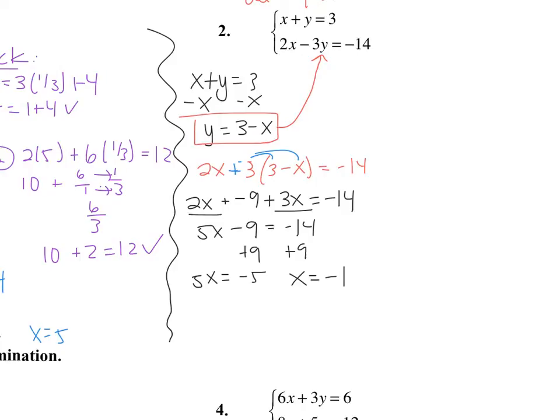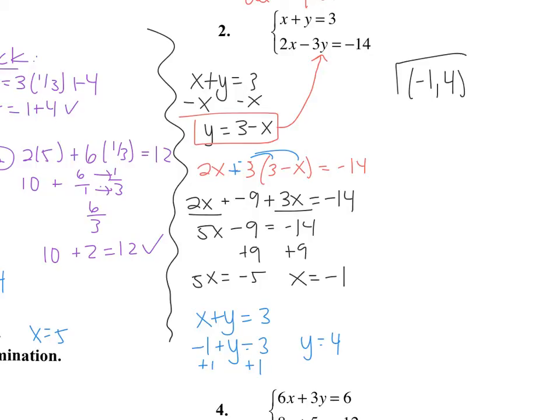Now, to find y, I'm going to substitute into either the first equation or the second equation. Looks like the first equation might be a little bit easier, so that's the one I'm going to use. My first equation is x plus y equals 3, so I have negative 1 plus y equals 3. If I add 1 to both sides, I get y equals 4. So my solution is x, negative 1, comma y, 4.